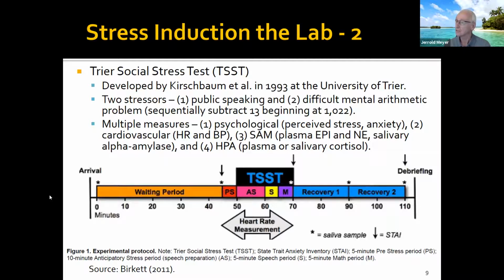There are two stressors in this task. One is public speaking. There are a couple of different ways you can do this. There's always more than one way to skin a cat. But one of the common ways is to instruct your participants that they have to interview for a job. This is a really important job. They really need this job. You give them several minutes to write up a presentation about why they're the most qualified person to be hired for this job.